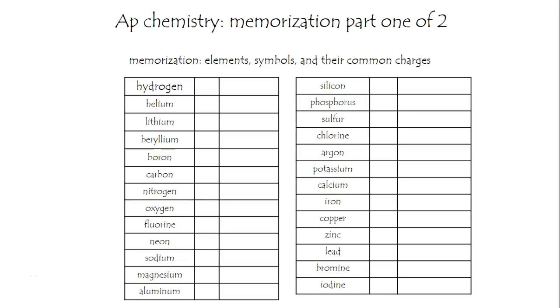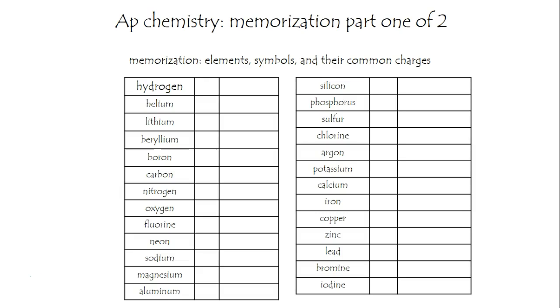AP Chemistry, what should you memorize? Well, several topics. You should know what elements exist, you should know what ions they tend to form, and you should know those charges. You should also know your polyatomic ions, since this is a common lingo of chemistry, and I often find that students struggle there.